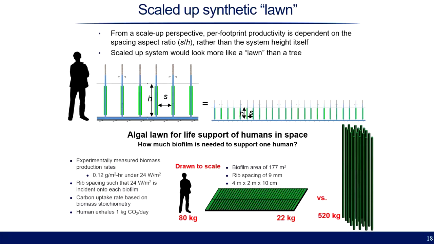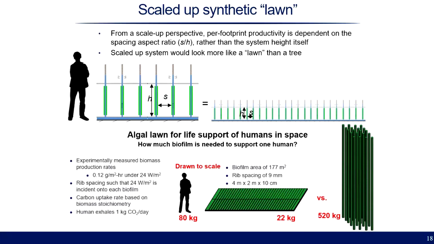So for an 80 kilogram human, we're looking at a reactor mass of about 22 kilograms, which is significantly less. It's about 25x less mass, and that's mostly water mass, than a conventional tubular photobioreactor for algae cultivation. So that's one of the huge advantages of this system, that it requires a lot less water and therefore a lot less weight than conventional technologies.